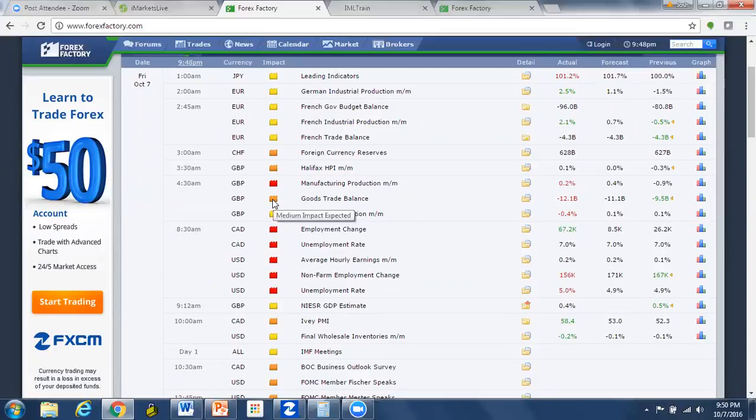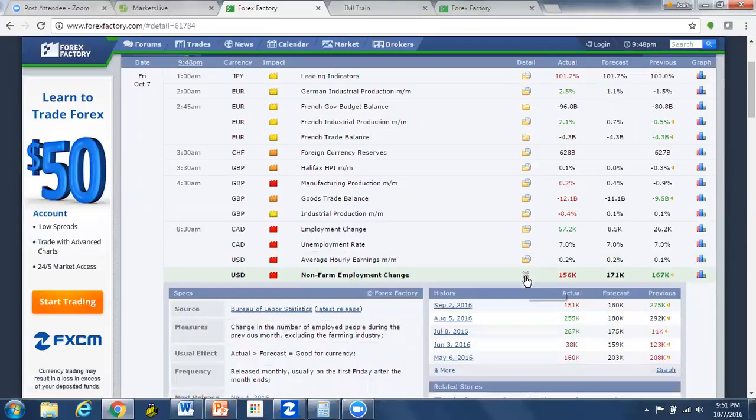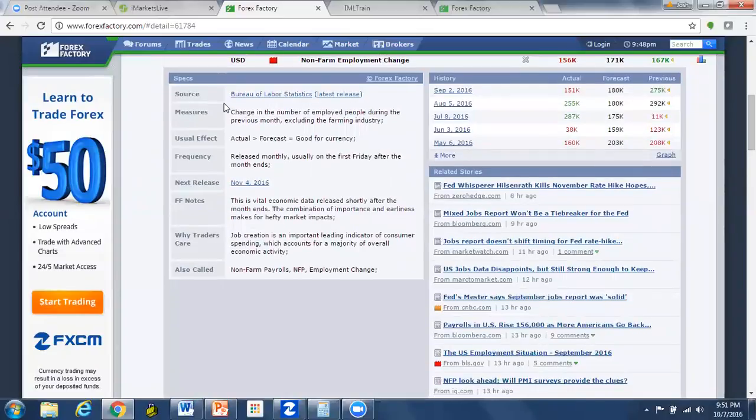Okay, so the red ones, that means the market is going to move big. Now, how it works is this: you click here in this folder to read what the particular news means and how to interpret it. So it says it measures the change in number of employed people in the previous month, excluding the farming industry. Okay, the usual effect: if the actual is greater than the forecast, that's good for the currency.